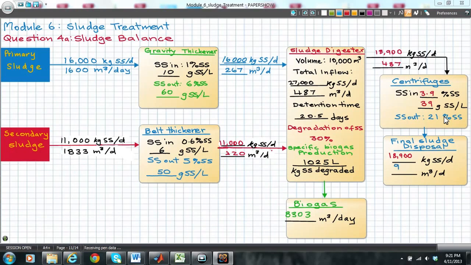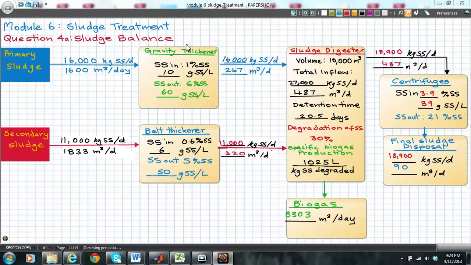So we have 90 cubic meters per day. So we start off with a significant amount of volume, 1600 cubic meters per day of our primary sludge and 1833 cubic meters per day of our secondary sludge. Firstly, we go through thickeners and then a digester and then a centrifuge, and then we have our final sludge disposal of 90 cubic meters per day. So that is part A.